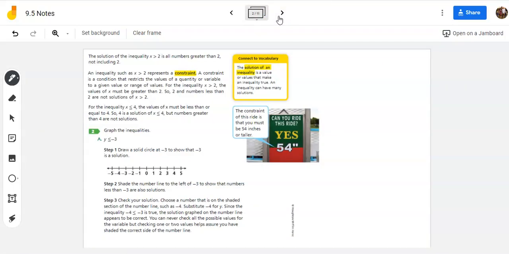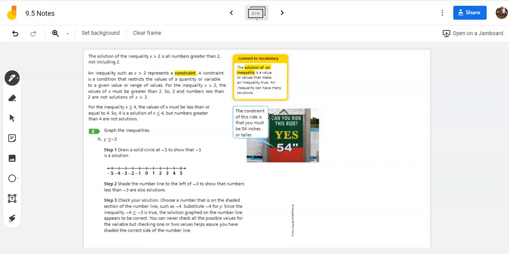And there's lots of words to read on this one. Don't worry, I'm reading them to you. So first off, let's look over here at this vocabulary word. The solution of an inequality is a value or values that make an inequality true. An inequality can have many solutions. The solution of the inequality x is greater than 2 is all the numbers greater than 2, not including 2, because it has to be greater than 2.